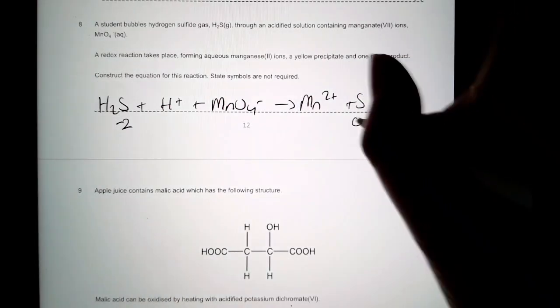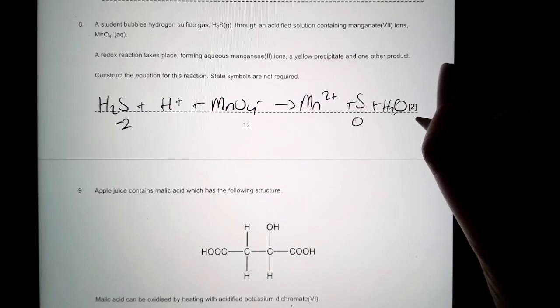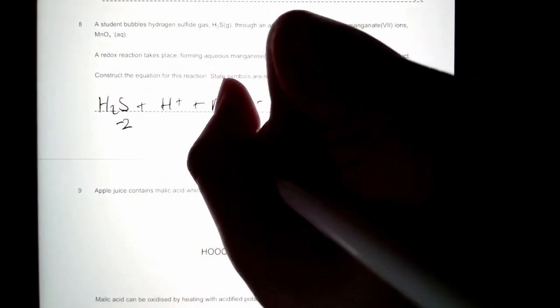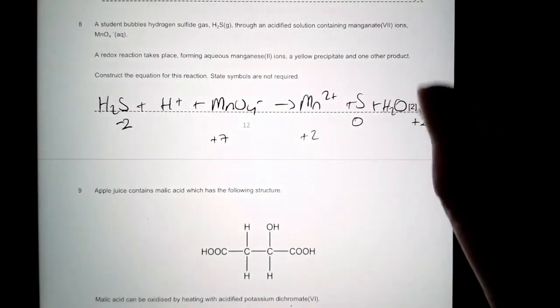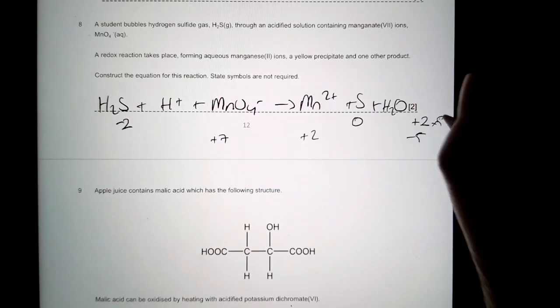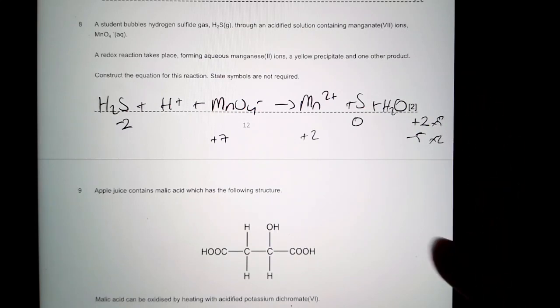You can see here that sulfur has got a -2 oxidation number, and then over here it is 0, so I've got an increase of +2. The other thing changing, manganese here is +7, and then here it is +2, so I'm getting a decrease of -5. At this point, I'm timesing that by 5, I'm timesing that by 2, and I'm balancing. There's kind of no hidden tricks in this particular one. There's just one other one that I thought was a bit awkward to balance if you don't use a method.